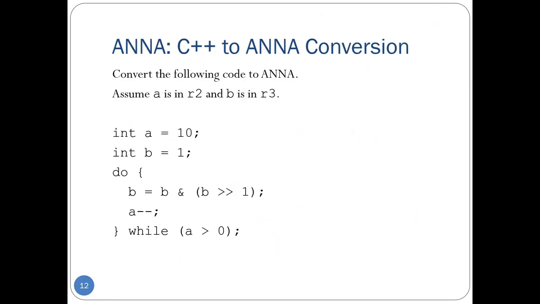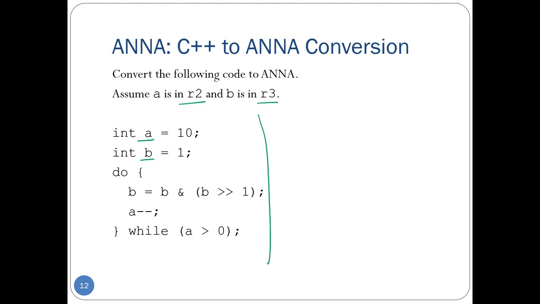All right, now here is a question about translating the given C++ code into ANA assembly language. So there are two variables here, A and B. We can assume that A is in register R2 and B is in register R3. Okay, so with that assumption, let's begin this translation over here.